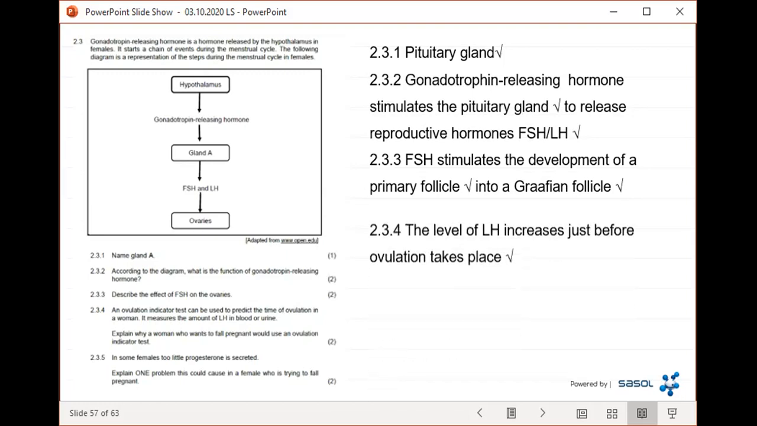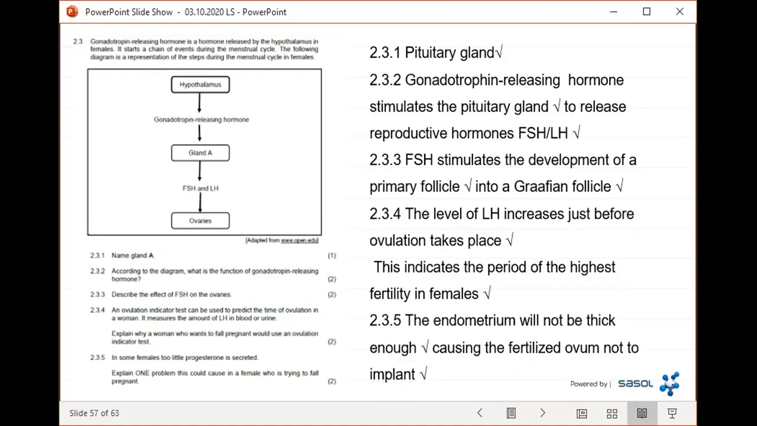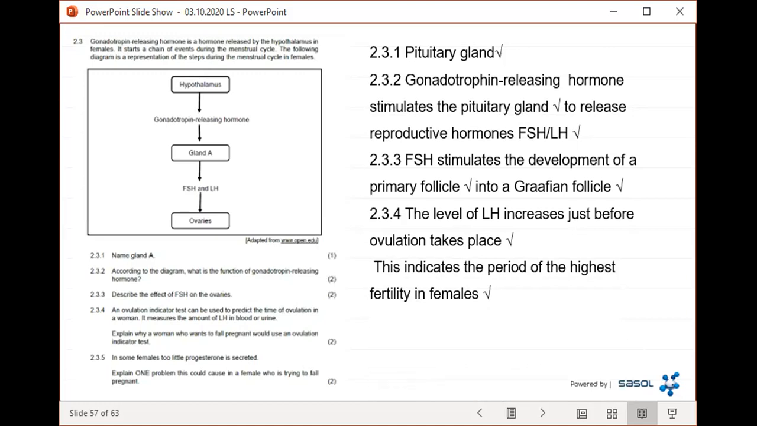Why would they want to do that? To increase their chances, right? So the level of luteinizing hormone increases just before ovulation takes place. You get your 1 mark, and this indicates the period of highest fertility in females, right? And when a woman knows when their highest fertility is, it would increase their chances of getting pregnant, or falling pregnant. Question 2.3.5.